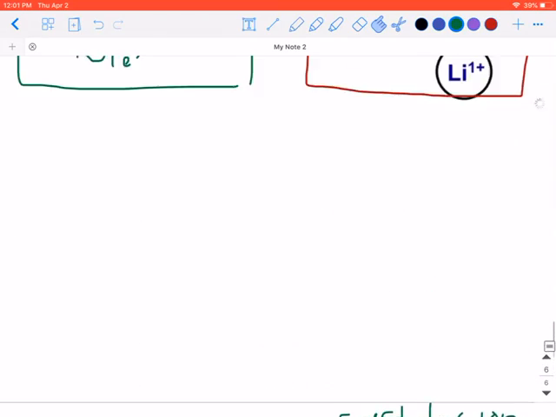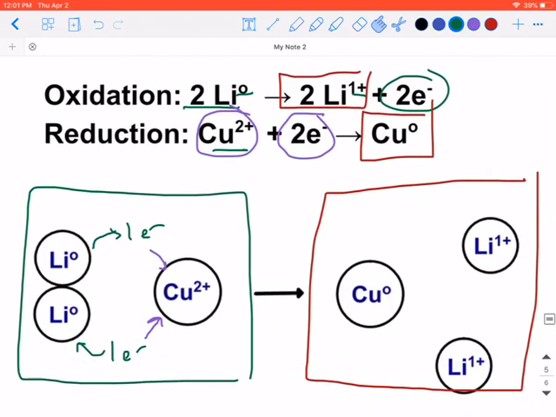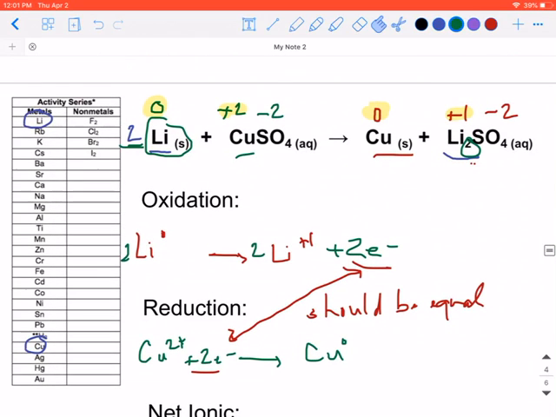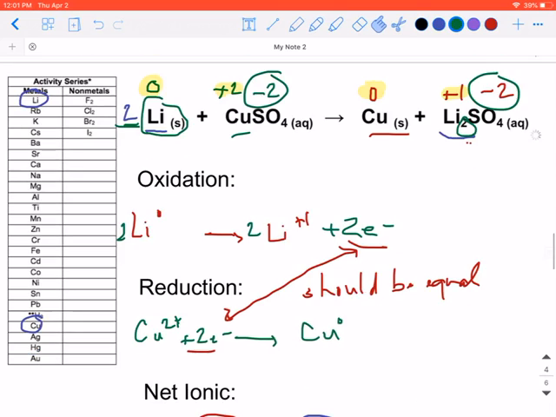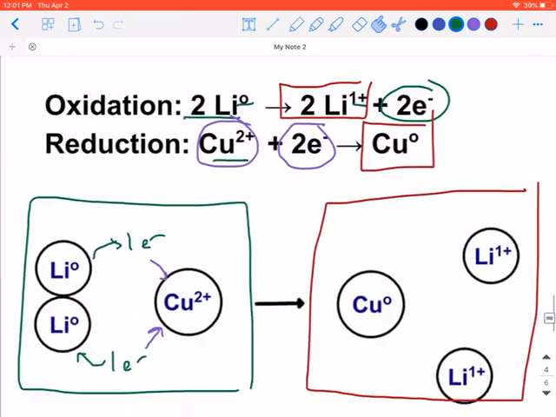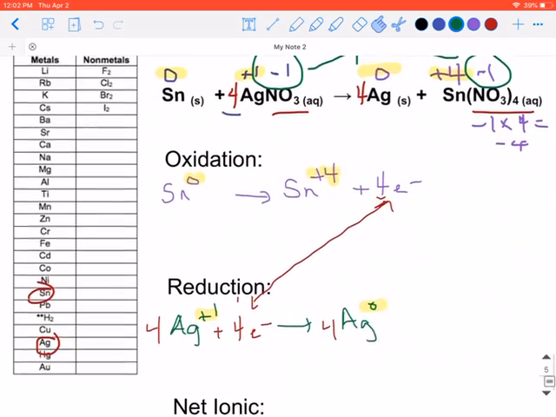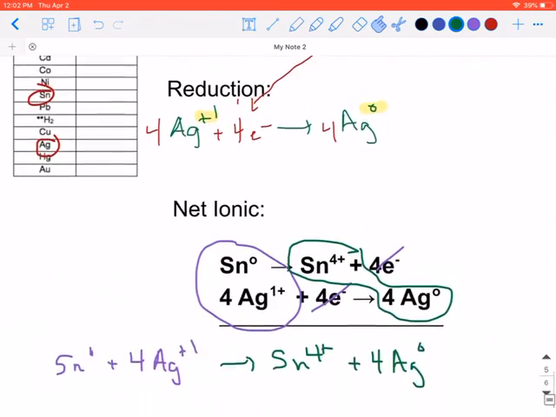So same thing up here. In this drawing I didn't include the sulfate. Sulfate stayed the same charge from beginning to end, so that was a spectator ion. I didn't feel the need to include it in the model here if it's not really part of the reaction, okay? So hopefully you feel okay with this.